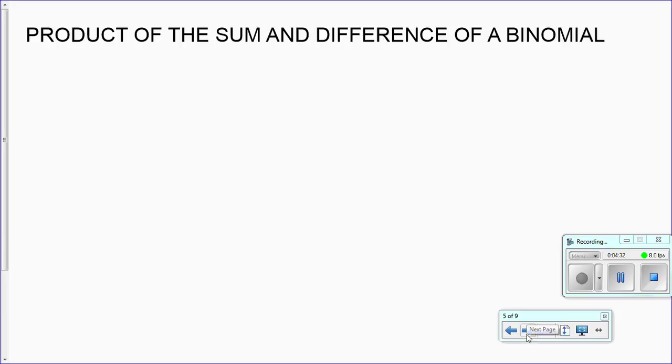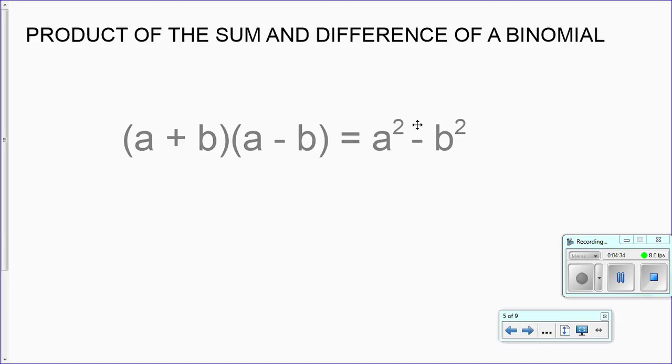Let's do the product of the sum and difference of a binomial. This actually comes out to be a squared minus b squared. So the first number squared minus the second number squared. And the reason it comes out that way is because when you do FOIL, you get plus ab minus ab in the middle, which cancel each other out. Okay, so let's go ahead and do this.